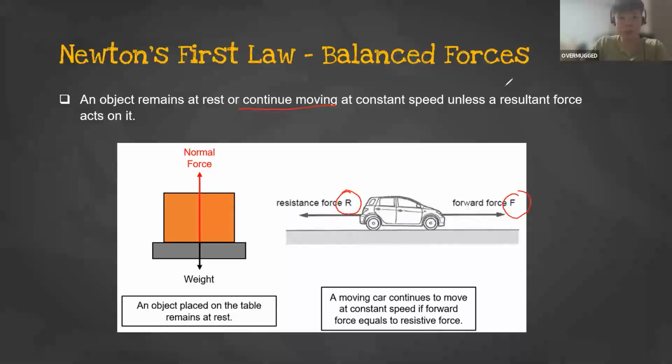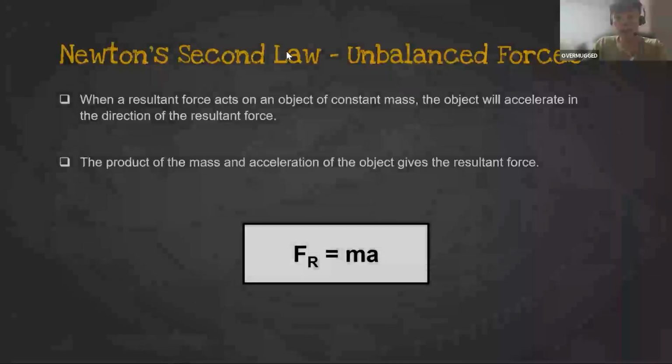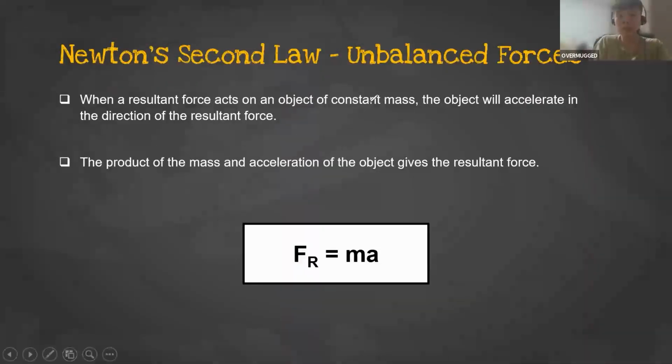Then we look at a case where there are unbalanced forces. When a resultant force acts on an object, the object will accelerate in the direction of the resultant force. And you have this formula over here. I made it very big. The product of the mass and acceleration of the object gives the resultant force. So resultant force means I consider all the forces acting on the object. So for example, if someone pushes this box 10 newtons to the right, then another guy pushes 5 newtons to the left, what's my resultant force? 10 minus 5 equals 5. This is my resultant force. That's what I mean by resultant force.